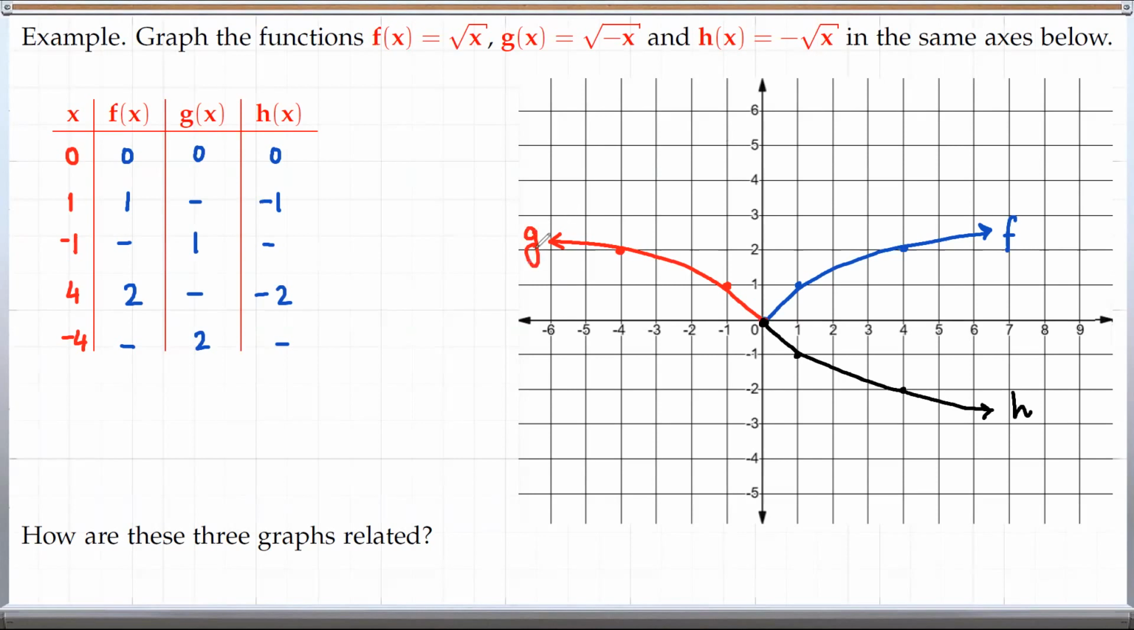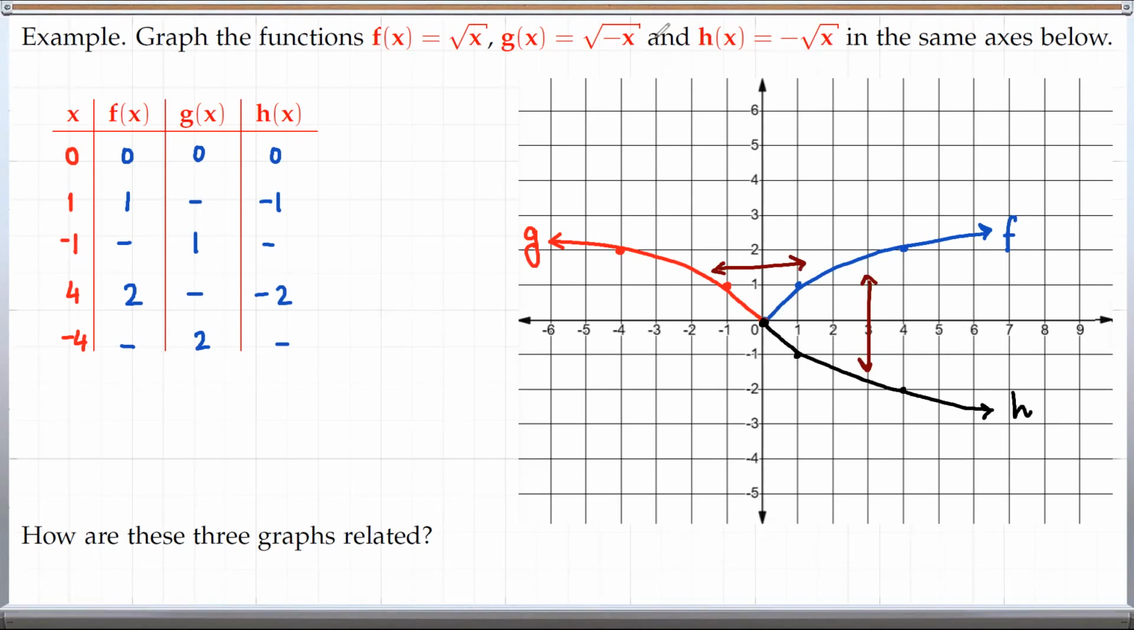And this was function g. So looks like they are somehow related. Based on what we see here, it looks like g and f are reflections about the y-axis, and f and h are reflections about the x-axis.